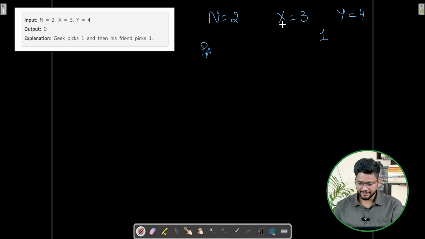Player A, can he take 3 coins? No. Can he take 4 coins? No. Can he take 1 coin? Yes. If he has taken 1 coin, the number of coins left is 1. Now the total number of coins left is 1.